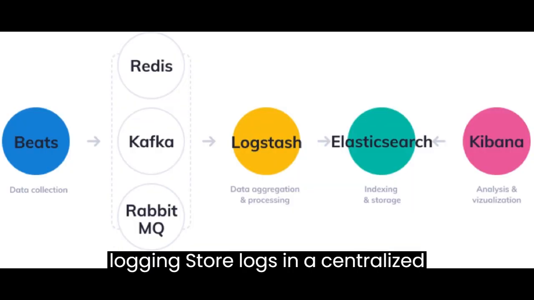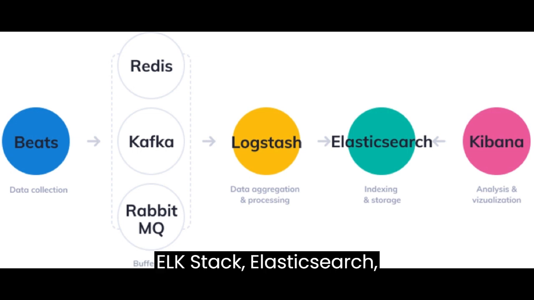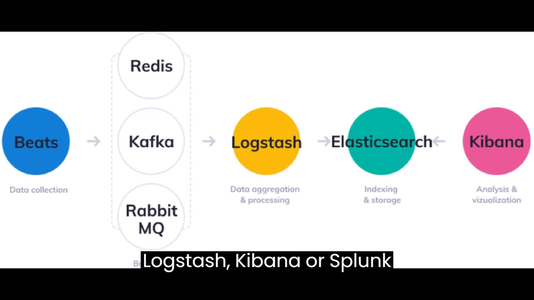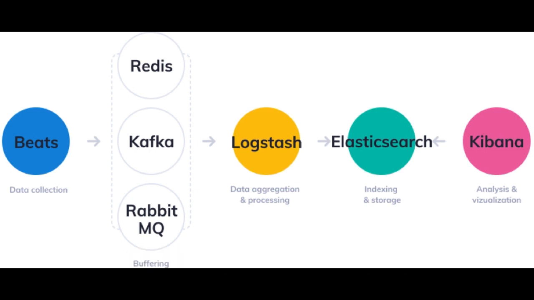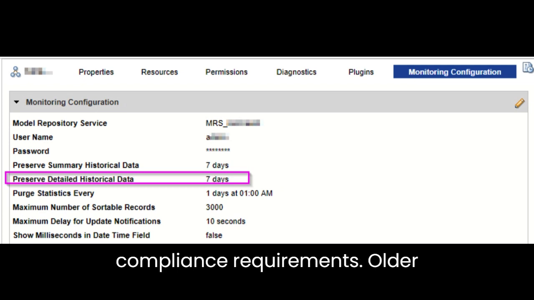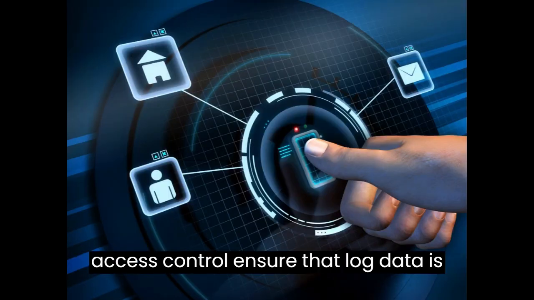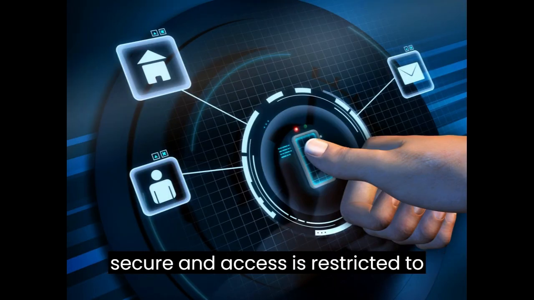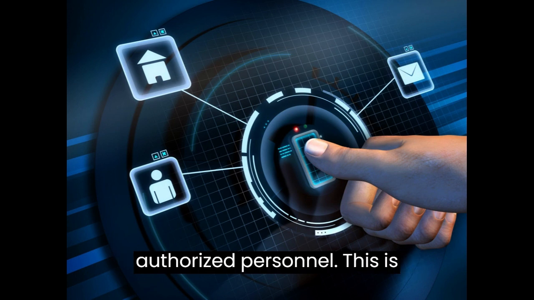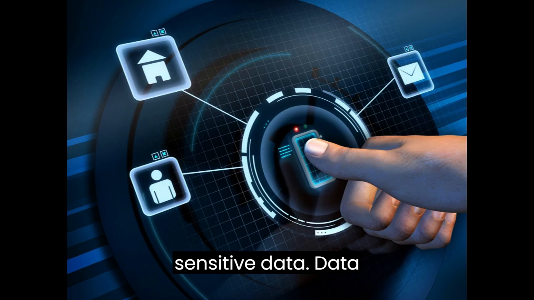Centralized logging. Store logs in a centralized location or log management system, such as ELK Stack (Elasticsearch, Logstash, Kibana) or Splunk, for easy access and analysis. Log retention. Define a log retention policy to manage storage costs and compliance requirements. Older logs can be archived or deleted as needed. Security and access control. Ensure that log data is secure and access is restricted to authorized personnel. This is especially important when dealing with sensitive data.